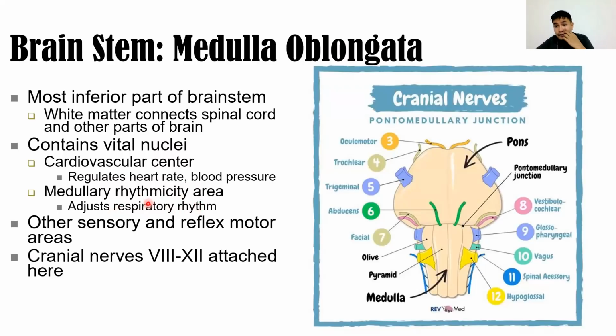So, if you know the structure and if you know the function of that structure, once there's an abnormality with the patient, with the physical examination, you would be able to identify kung anong structures affected na may problem with the patient. So, other sensory and reflex motor areas are located also in your medulla oblongata. Cranial nerves 8, 9, 10, and 11, and 12 are attached here. Okay, so this is your pons. This is your medulla oblongata, medulla. Cranial nerves 8, 9, 10, 11, and 12 are attached here. Okay. We'll talk more about the cranial nerves in a while. Okay.